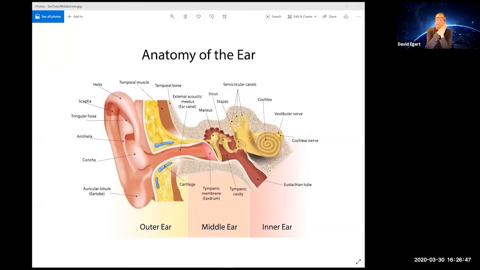No, it typically flops shut. Ooh, I feel frozen. Oh, no, it's back. It typically flops shut, and then when you yawn or swallow, it stretches and equalizes and then flops shut again.